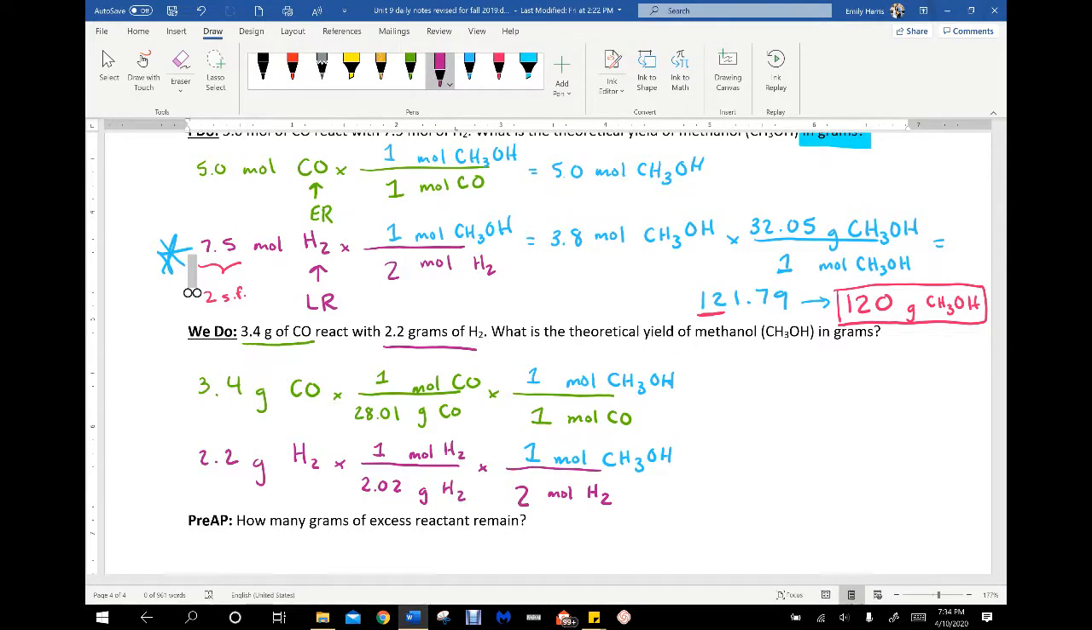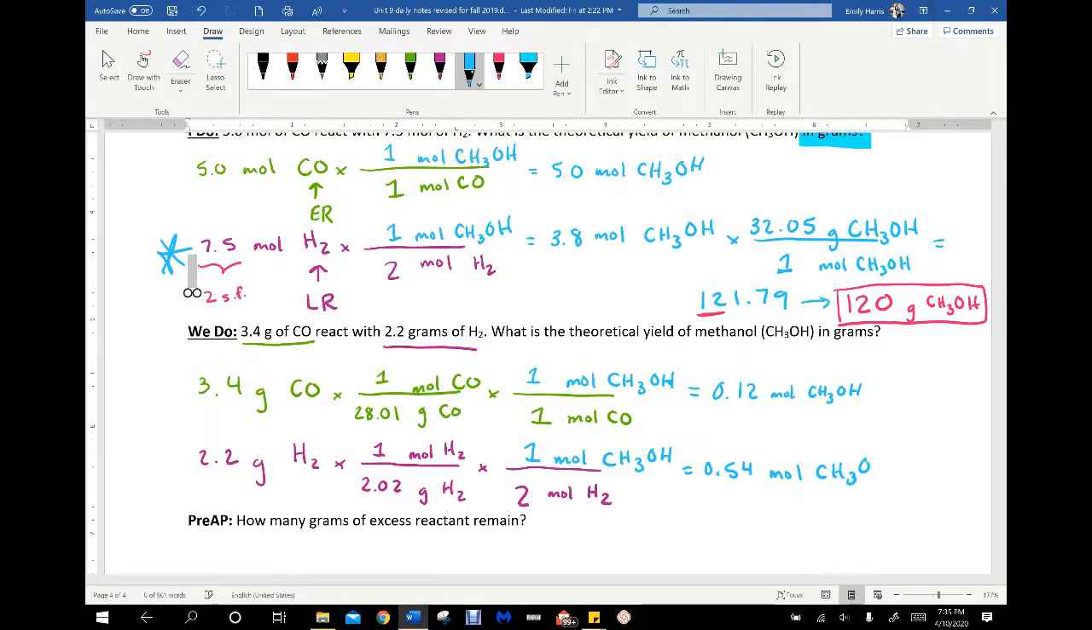All right, so now let's go ahead and do a little calculator work. So I'll start with the 3.4. So 3.4 times 1 divided by 28.01 times 1 again. That gets me 0.12 moles of methanol. Then I do it for hydrogen. 2.2 divided by 2.02. And then times 1 divided by 2. That gets me 0.54 moles of methanol.